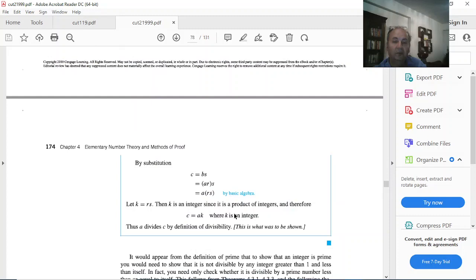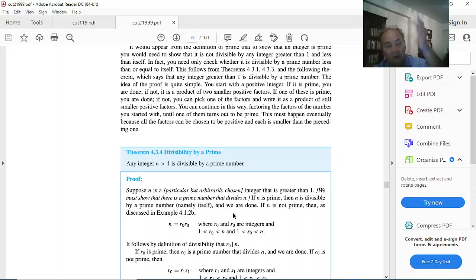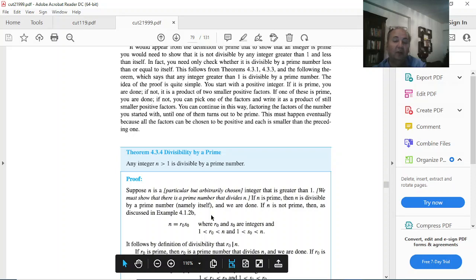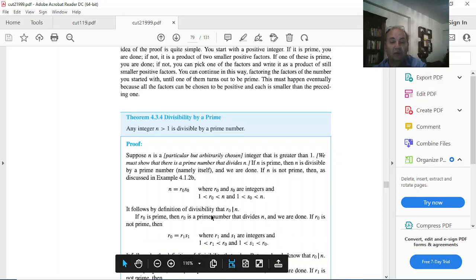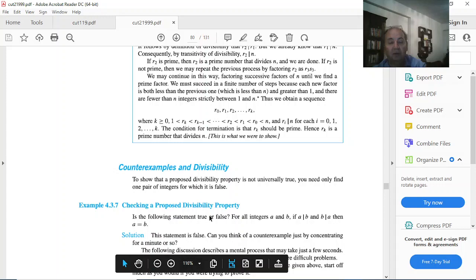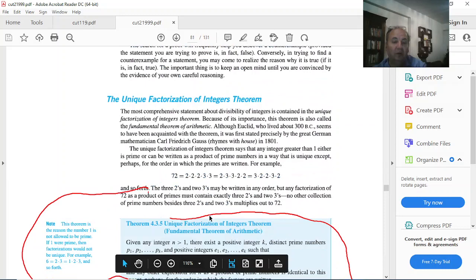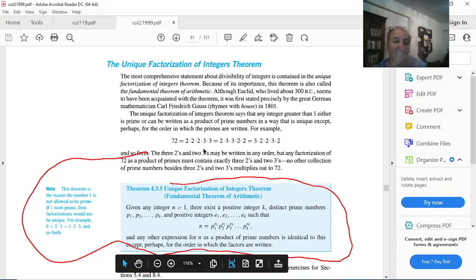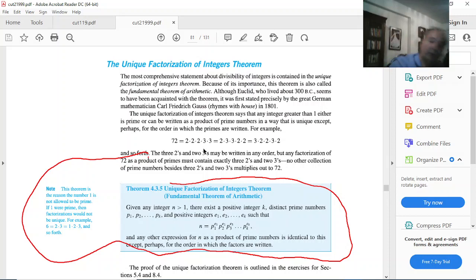Why is divisibility important? Because divisibility is giving the main decomposition of numbers. You can decompose the numbers and sets by very important rules. And factorization by prime numbers is the main topic of mathematical arithmetic. This is the unique factorization of integers. Every integer greater than 1 can be factorized by prime numbers with appropriate exponents.